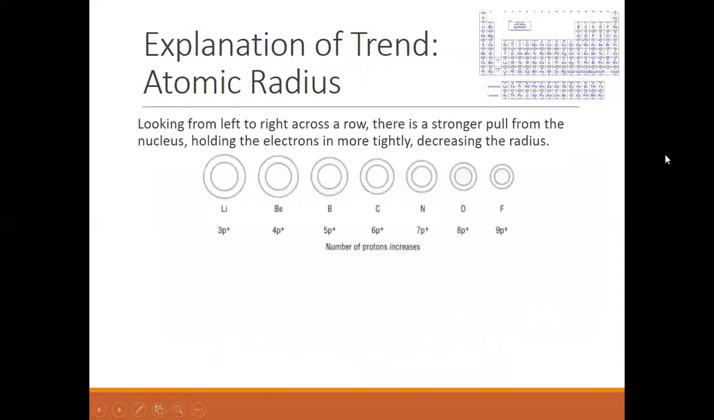Why does this work? Well, if I look from left to right across the periodic table, every new element as we move across has one more proton, which makes the nucleus one more proton stronger, or one positive charge larger. So what happens is now that that nucleus has a bigger charge, it pulls those electrons in tighter and it makes the radius smaller.